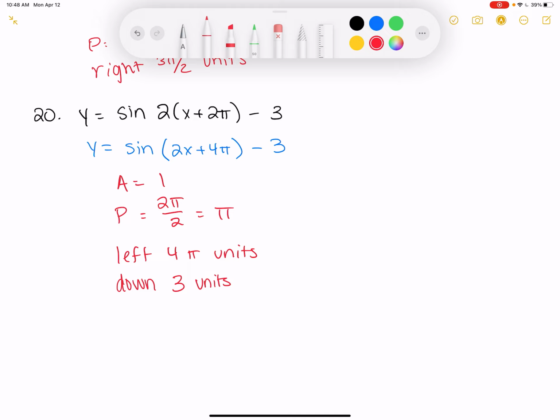How do you get 4 pi over 2? That's just the formula, 2 pi over b, and this is the 2.